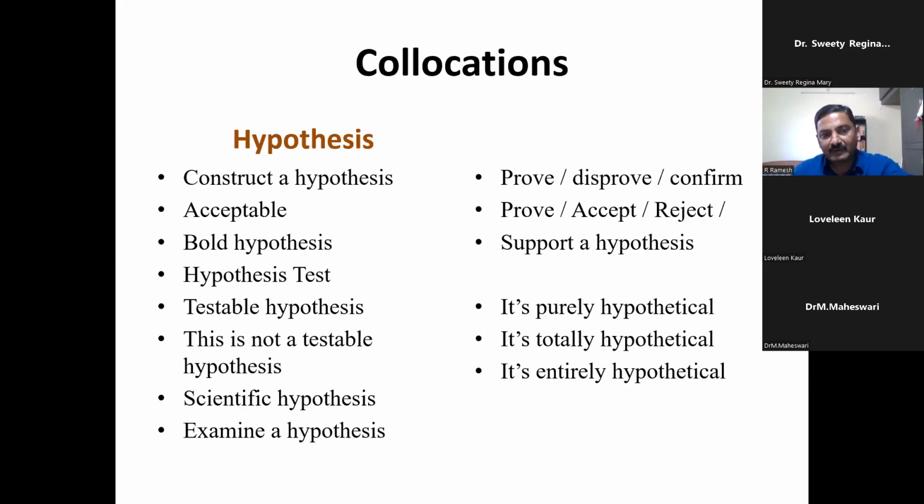Similarly, hypothesis. When you say hypothesis, you must know: construct a hypothesis, accept a hypothesis or acceptable hypothesis, bold hypothesis, testable hypothesis. This is not a testable hypothesis; scientific hypothesis, examine hypothesis, prove hypothesis, disprove hypothesis, confirm hypothesis, right? So you must know which words go with hypothesis, so that when you write, it looks like professional writing. Otherwise, it will be like somebody who is learning to write. It should not sound like that, right?